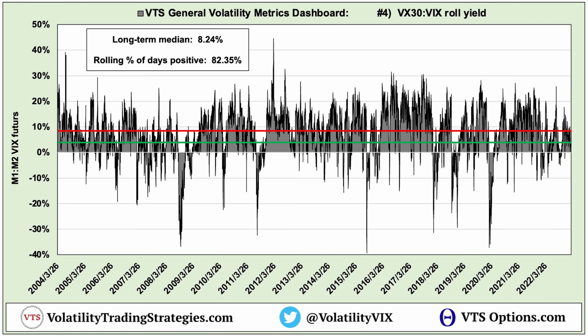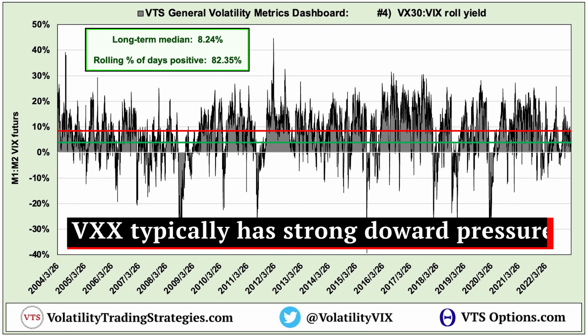Volatility ETPs derive their price based on VIX futures, and loosely speaking on what we call the roll yield, which roughly 82% of the time is positive, and that means there's going to be a headwind for something like the VXX and it's going to cause further downward decay.